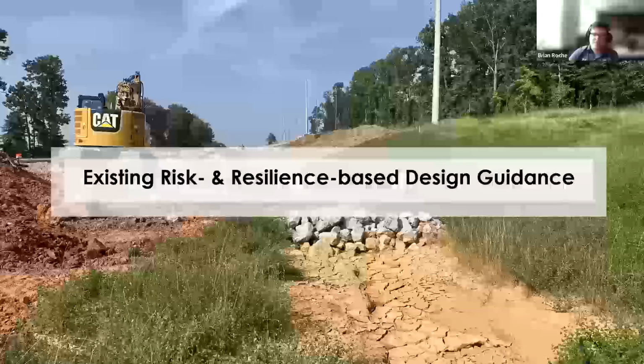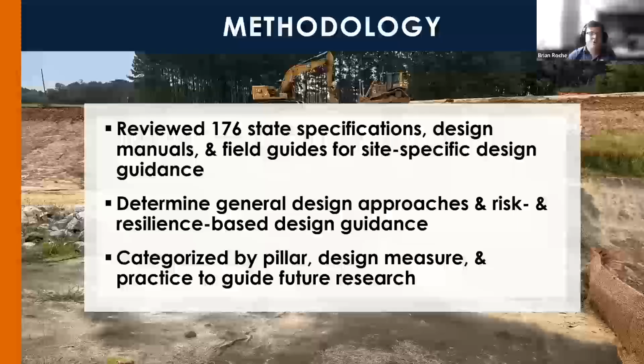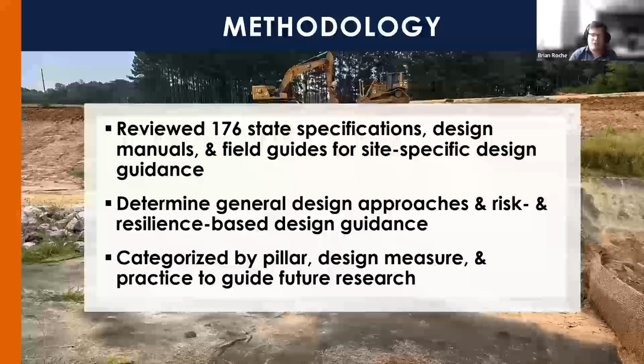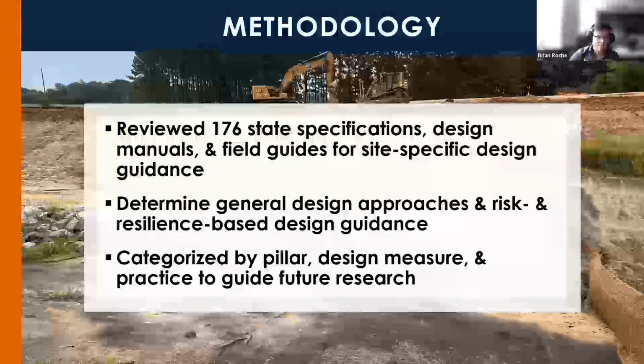So our first step in this process was reviewing existing design guidance. So we reviewed over 170 documents ranging from state specifications, design manuals, and field guides, mostly just looking for design approaches that consider site-specific conditions and aren't just general specifications. And then we highlighted and categorized guidance that we thought was risk and resilience-based.